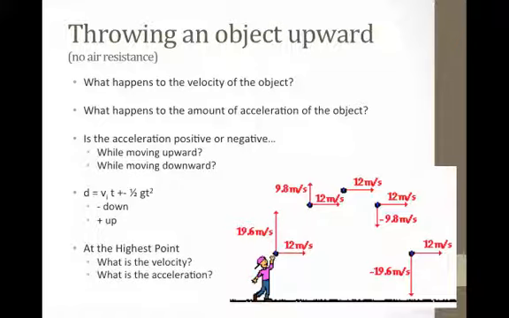Well, what's the acceleration? If it's not accelerating, it would just stay stuck in the air forever. So it is still accelerating. And what causes the object to accelerate? In this case, it's gravity. And gravity is not changing. So even at the top of the path, the object is still accelerating at 9.8 meters per second squared.